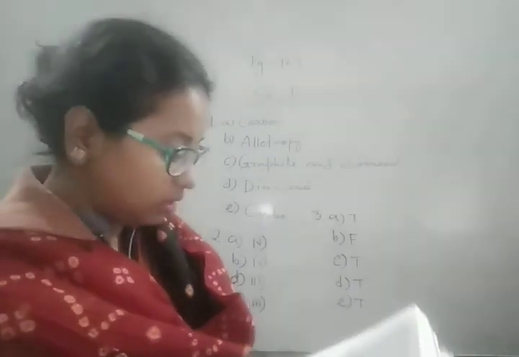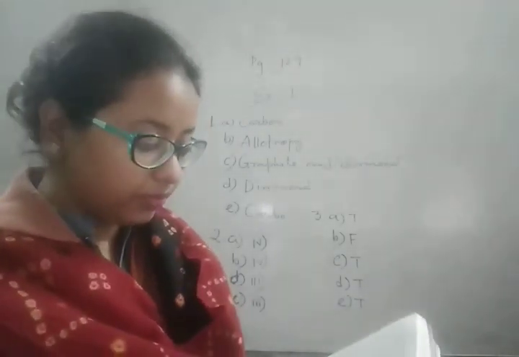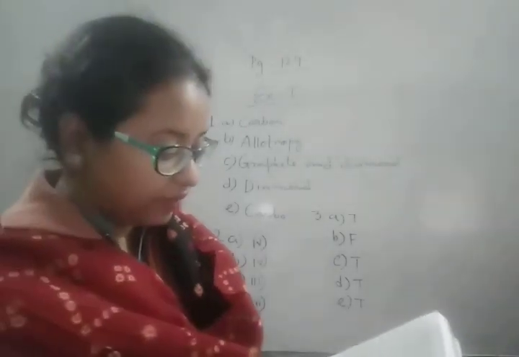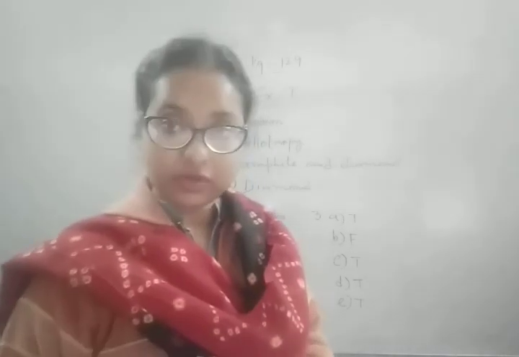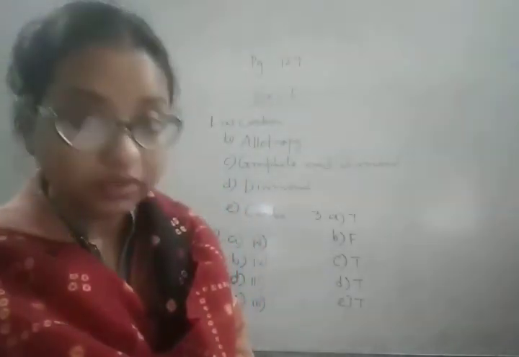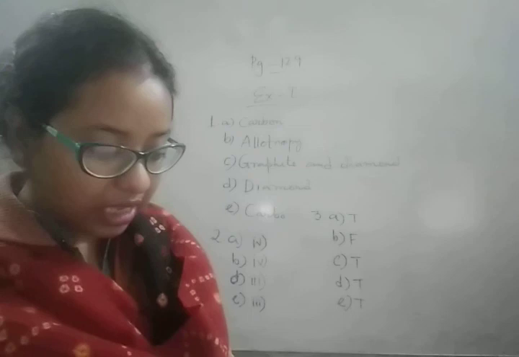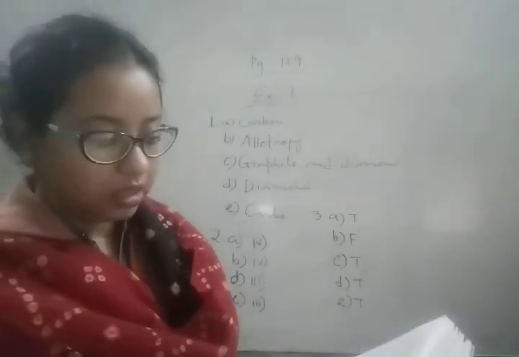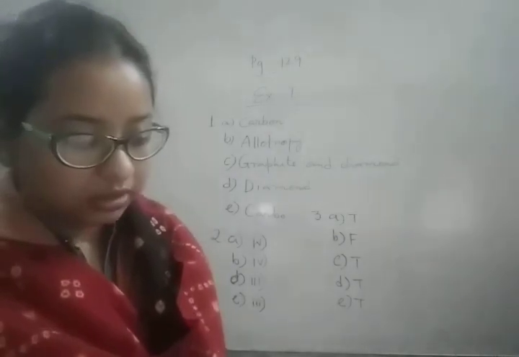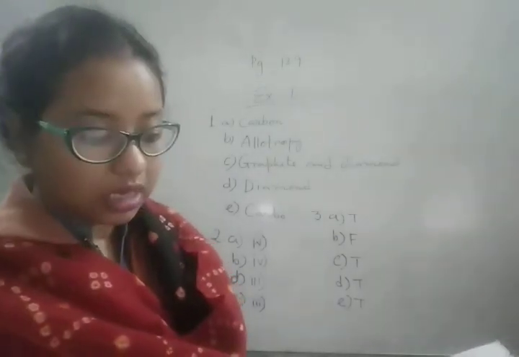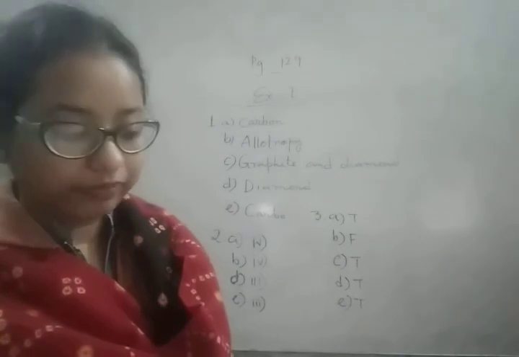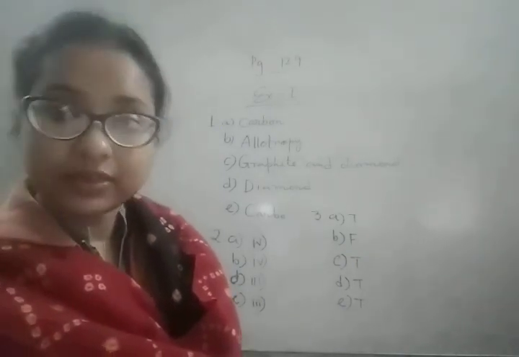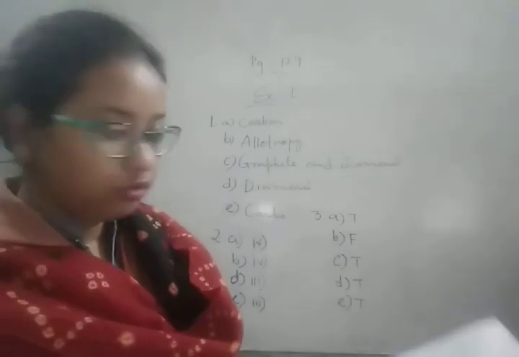So the first one, carbon constitutes 0.03% of the earth crust, is true. Graphite is the purest form of carbon is false, because diamond is the purest form of carbon. Colored diamonds are costlier than colorless and transparent diamonds is also true. Graphite has layers of hexagonal carbon bondings is also true. And number E, diamond is insoluble in all solvents, is also true.